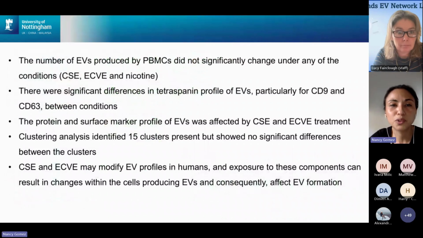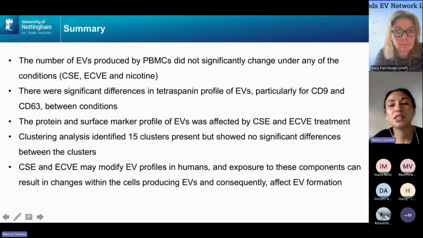So in conclusion, just to summarize, the number of EVs being produced by our PBMCs did not significantly change under any of the conditions. However, we did have some significant differences in the tetraspanin profile of EVs, particularly for CD9 and CD63, between the conditions. We also saw that the protein and surface marker profile of EVs were affected by the CSE and ECVE treatment, compared to the control.